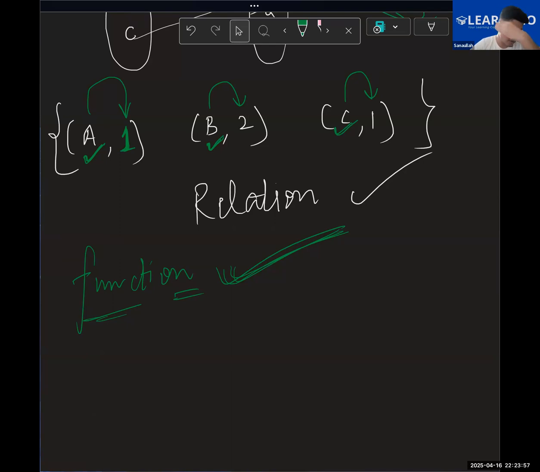Now I am moving to the set part of class 11. I think you know how to represent sets and how to write them. We have two forms: one is roster and one is set builder.